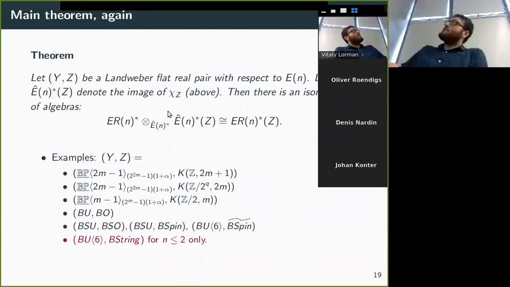Yeah, that's a good observation. Sort of choosing a Y is something like choosing multiplicative generators for the ERN cohomology of Z. Depending which Y we choose, exactly that. Different Ys might give us different subalgebras of ERN Z.